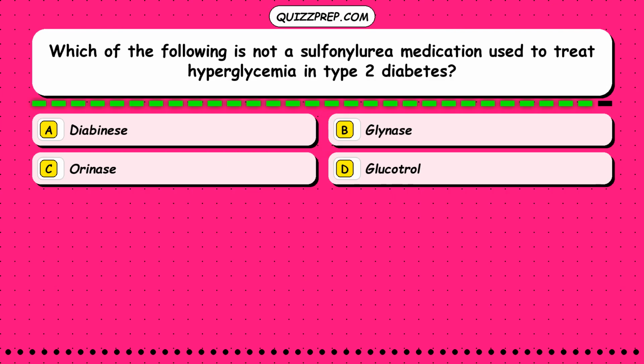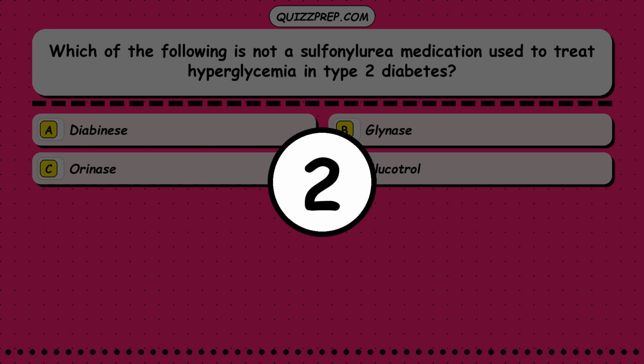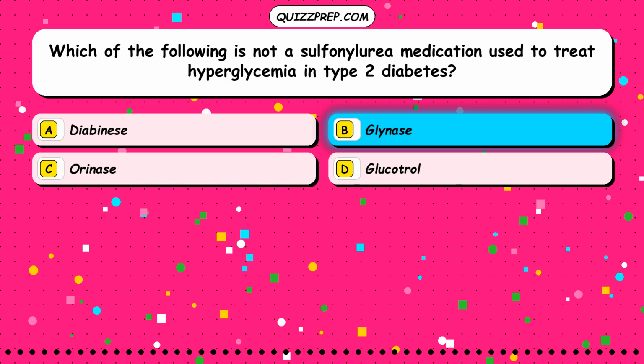Question 176. Which of the following is not a sulfonylurea medication used to treat hyperglycemia in type 2 diabetes? Option A, Diabinese. Option B, Glynase. Option C, Orinase. Option D, Glucotrol. The correct answer is option B, Glynase.